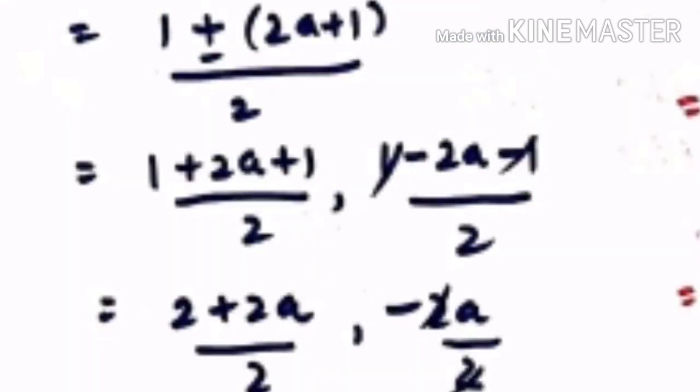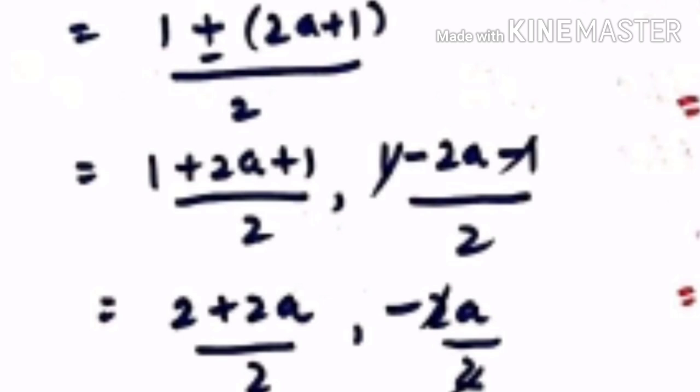Place our formula: x is equal to minus b plus or minus under root b square minus 4ac upon 2a, and the values: minus b, that is minus minus 1, plus or minus under root, that value is 2a plus 1 whole square, placing directly here, upon 2 into 1. So now minus minus plus 1 plus or minus the square root, and the square is gone. So 2a plus 1 upon 2. Now simplification, one with plus sign and one with minus sign. So 1 plus 2a plus 1 by 2 and 1 minus 2a minus 1 by 2.